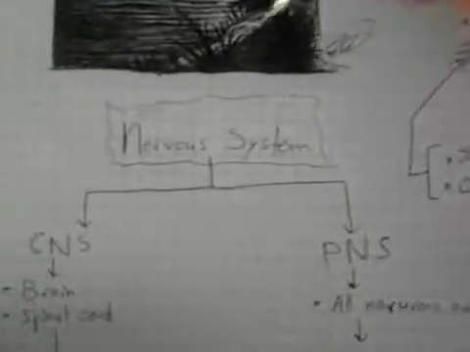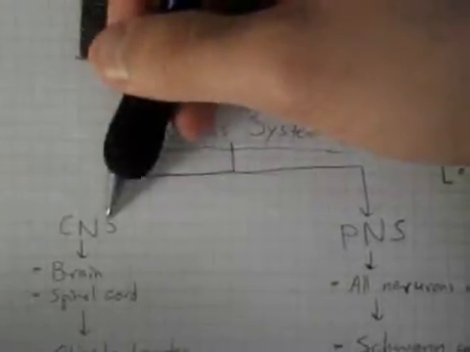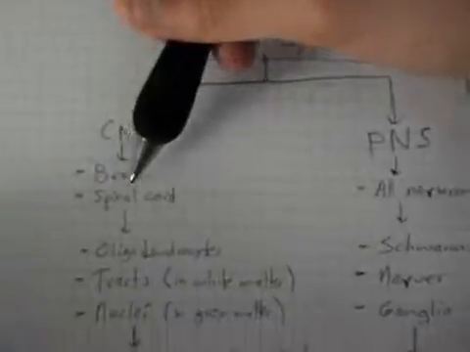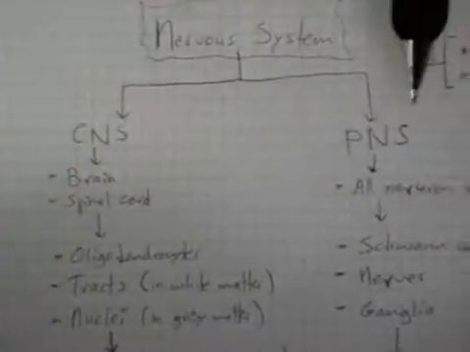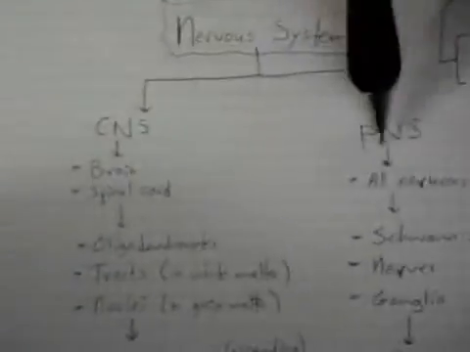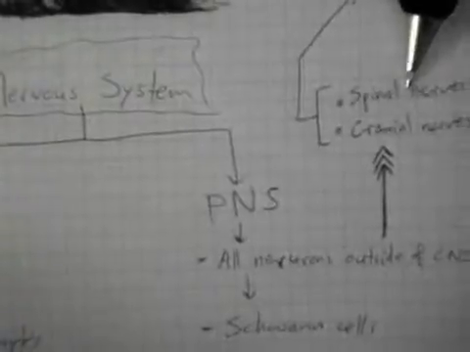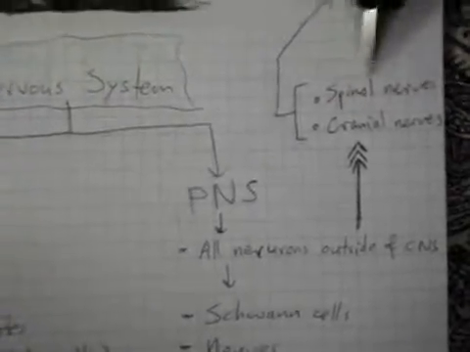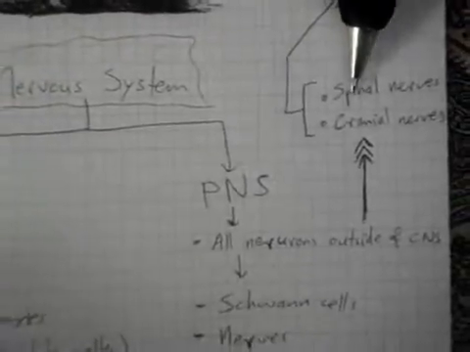The nervous system consists of two systems, the central nervous system and the peripheral nervous system. The central nervous system consists of the brain and spinal cord. The peripheral nervous system consists of all other neurons that are outside of the central nervous system, and those include the spinal nerves and cranial nerves. We'll talk about the cranial nerves later. We've already talked about the spinal nerves. We'll come back to this in a second.